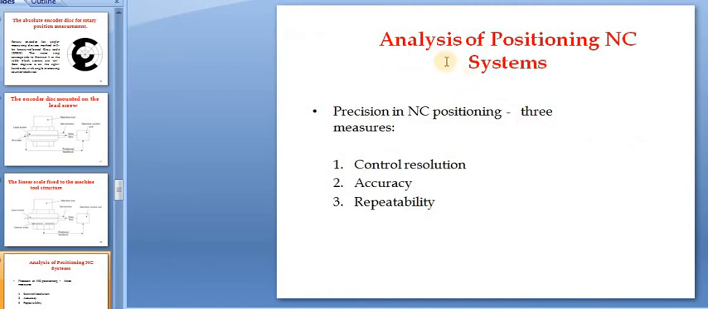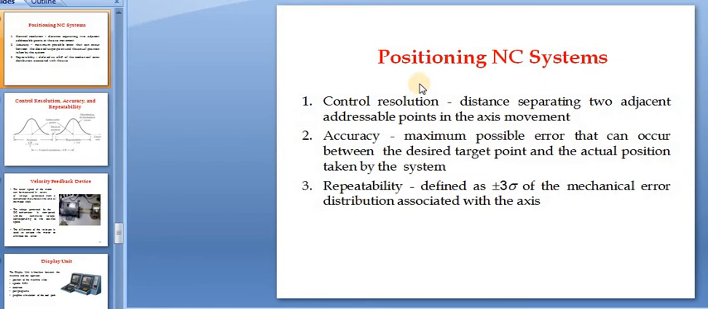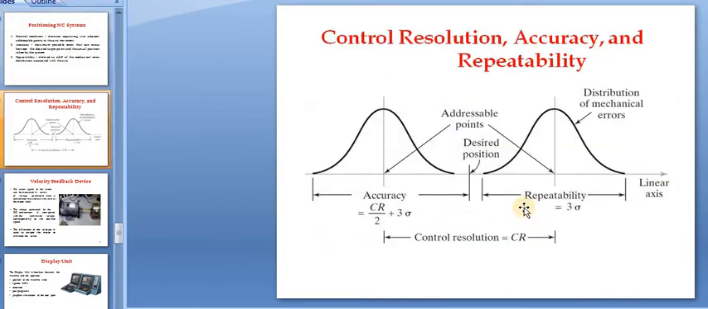Next is analyzing the position of the NC system. For precision in NC positioning, there are 3 major criteria: control resolution, accuracy, and repeatability. What is control resolution? It is the distance separating 2 adjacent addressable points in the axis movement. Accuracy is the closeness to the true value, meaning the maximum error that can occur between the desired target point and the actual target point taken by the system. Repeatability is defined as plus or minus 3 sigma of the mechanical error distribution associated with the axis. This is the general diagram in which you can see the control resolution.